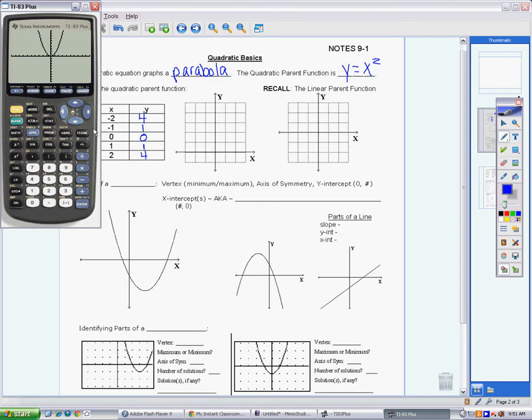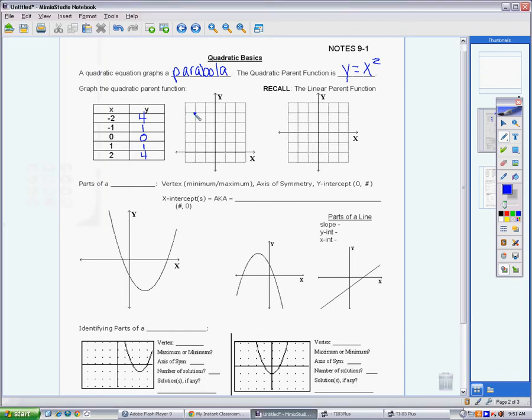If I go back to my graph, I'm going to mimic the graph here, and I'm going to plot my points: -2, 4, -1, 1, 0, 0, 1, 1, and 2, 4. And I'm going to draw my line through those points, making our parabola the U-shaped graph.